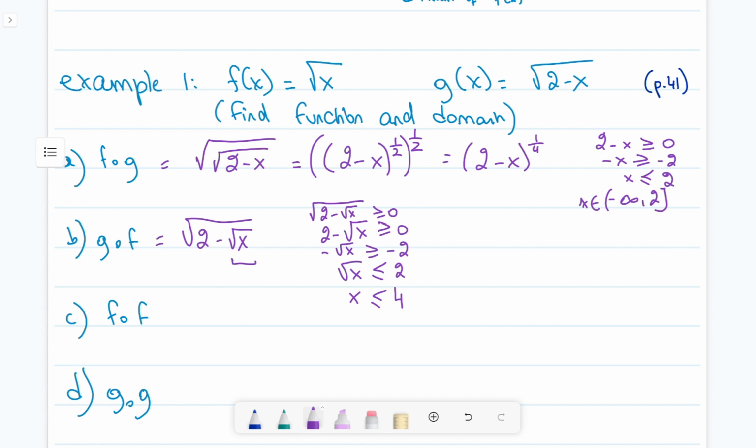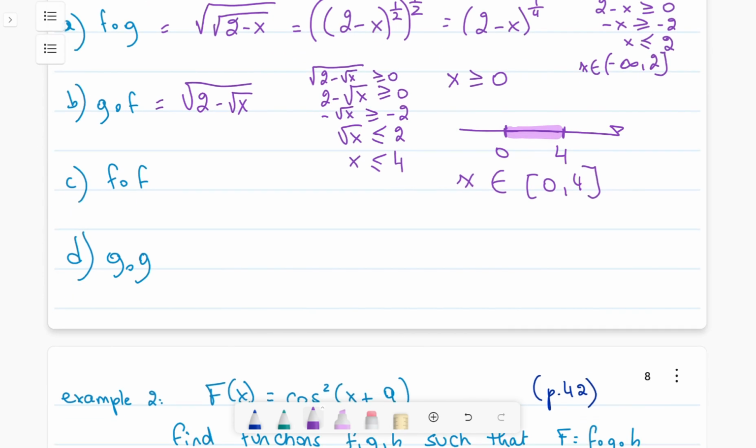The other condition is the inner square root. Everything inside it has to be greater than or equal to 0. So now if I draw a number line, I have 0, 4. I need it to be above 0 and below 4. So the domain is x belongs to 0 till 4.